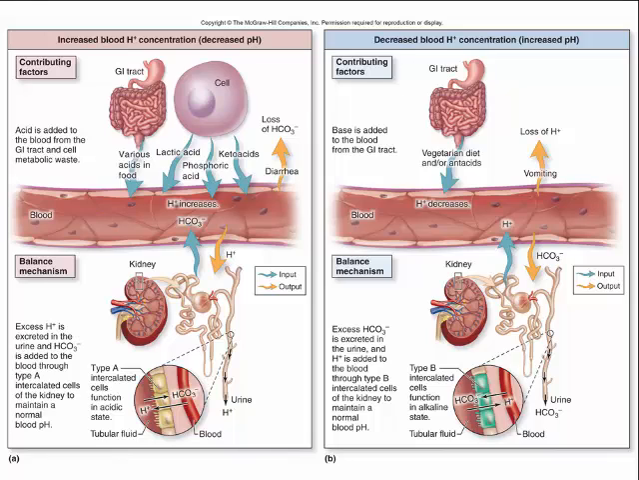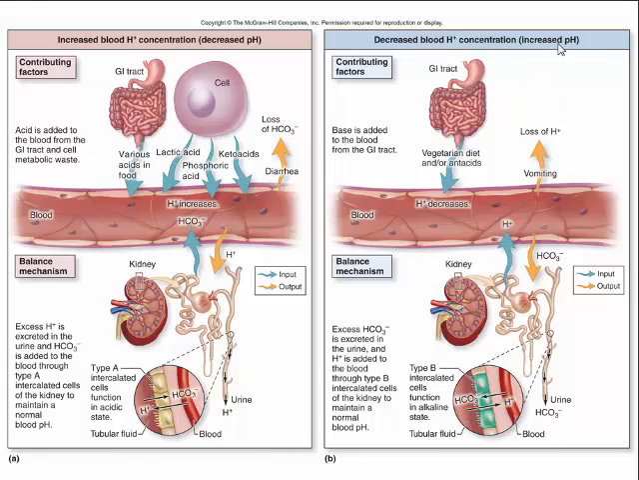Here we see our two opposing conditions. In the left diagram, we see an increased blood hydrogen concentration, which means a decreased pH. Here we see some various causes. Typically, excess ketoacids and loss of bicarbonate are going to give you a metabolic acidosis. You're going to balance that by having the kidneys excrete excess hydrogen ion.